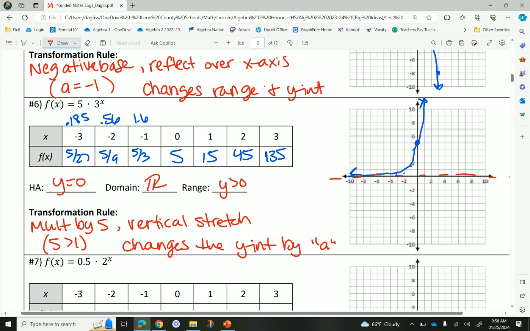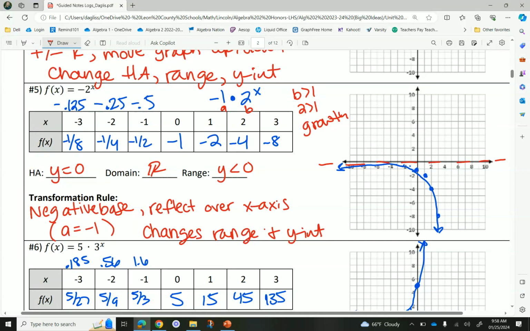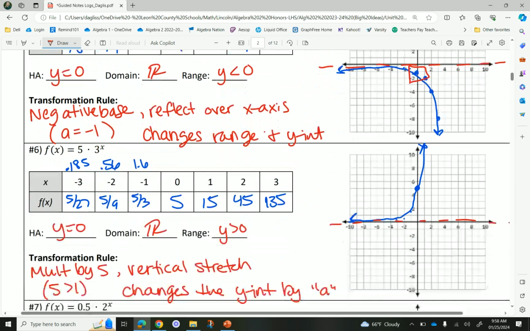Okay. Bonus question, what was your a value in the last problem? -1. What was our y-intercept? Ooh, fancy. See that? Here, a value is 5. Look at our y-intercept. It is now 5. What do you think is going to happen with our last one? You think it'll be 0.5? What kind of transformation do you think is going to happen?